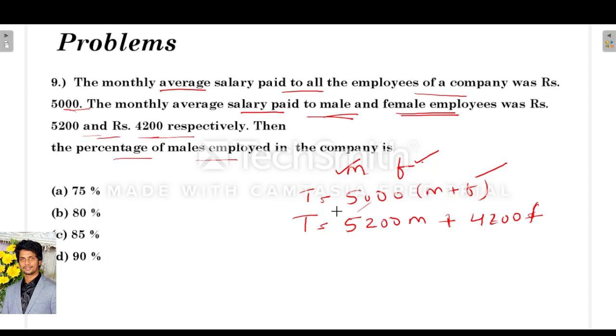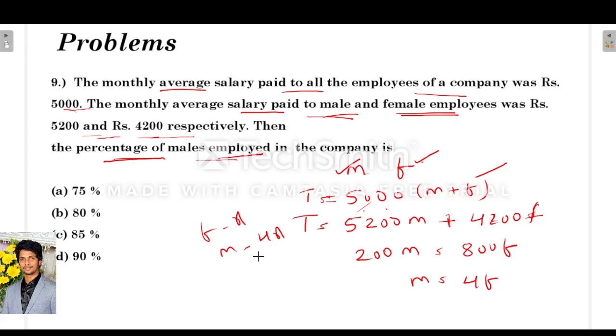So these two are equal. So total salary remains the same. So if we equate these two, we can see 200M is equal to 800F. So M is equal to 4F. So if the number of females is X, then the number of males is 4X. So they are asking the percentage of males employed in the company. So percentage of males is 4X by total number of employees 5X, into 100. So 80%. So 80% are males.